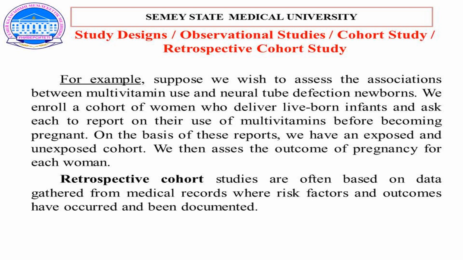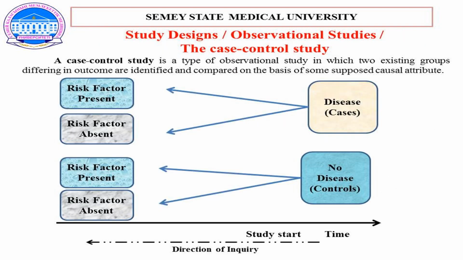A case control study is a type of observational study in which two existing groups differing in outcome are identified and compared on the basis of some supposed causal attribute. Case control studies are often used to identify factors that may contribute to a medical condition by comparing subjects who have that condition or disease with patients who don't have the condition or disease but are otherwise similar.